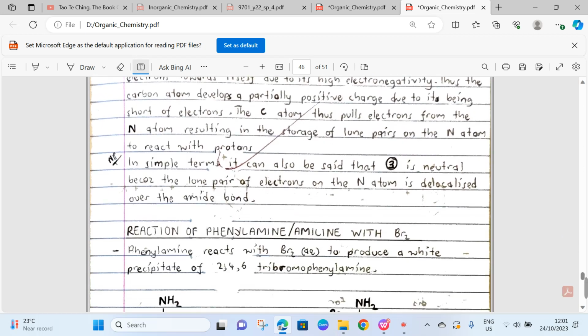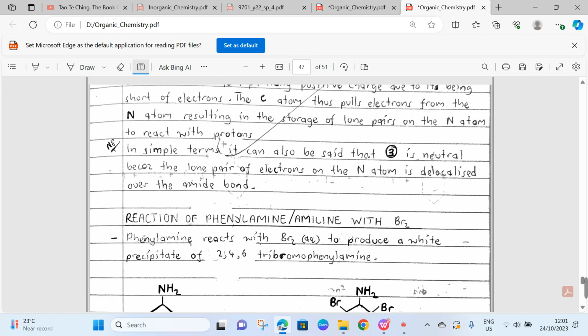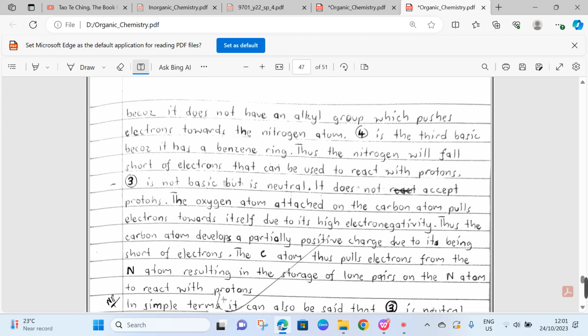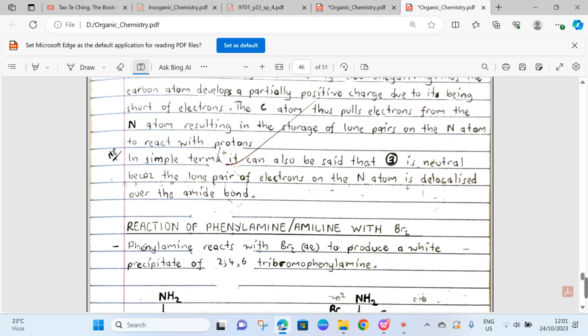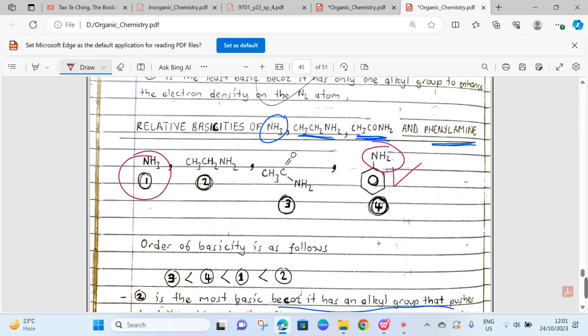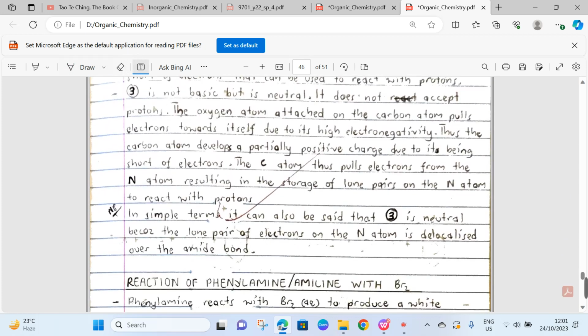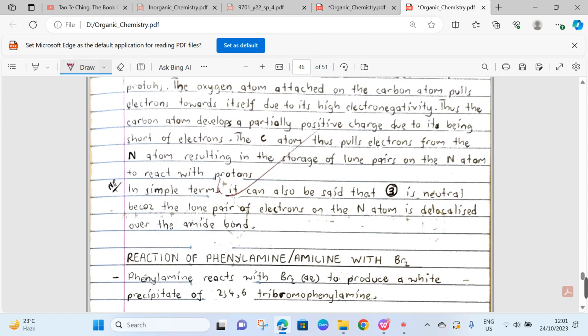Okay, I have this page reproduced here. It's the same page as this one, right? Now, when it comes to the amide, what about this one? This amide. Amides are generally neutral. So I gave you a simple point. Since it is neutral, it is the least basic of those four compounds.